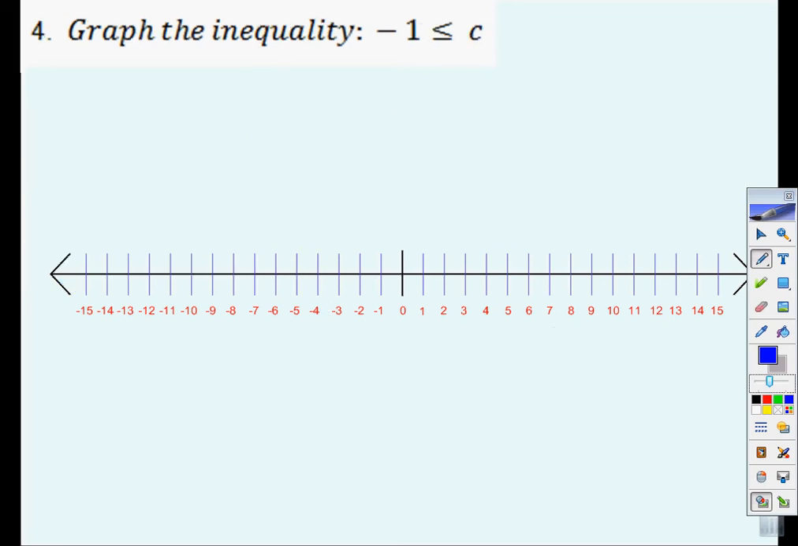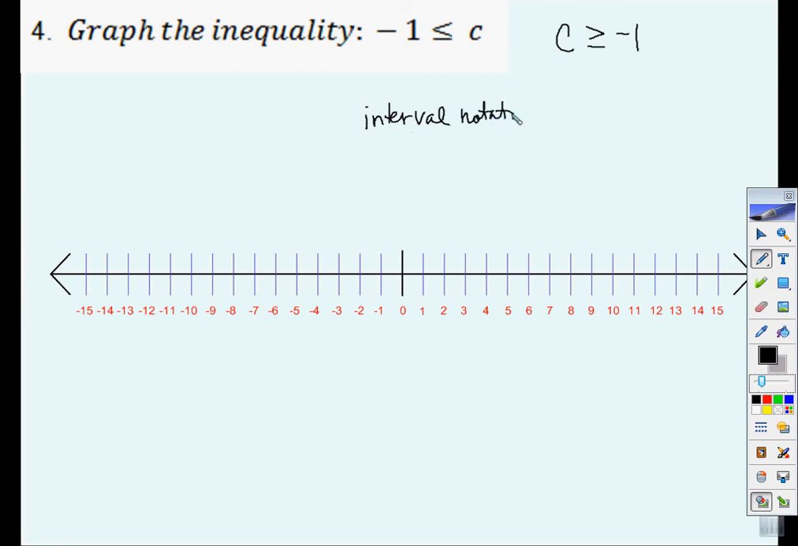All right. And last but not least here, we're looking at graphing the inequality negative 1 is less than or equal to c. Remember what we said? We always read from the variable. So really, an equivalent way of saying that is c is greater than or equal to negative 1. And this is a desired way for us to look at it, especially when we write it in a different notation and when we graph it. We want to read from the variable. C is greater than or equal to negative 1.